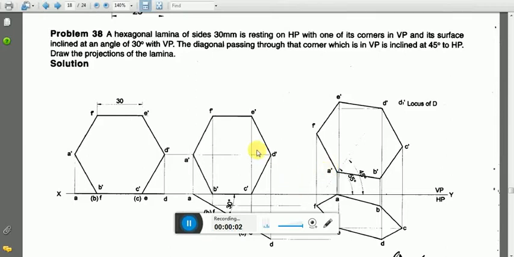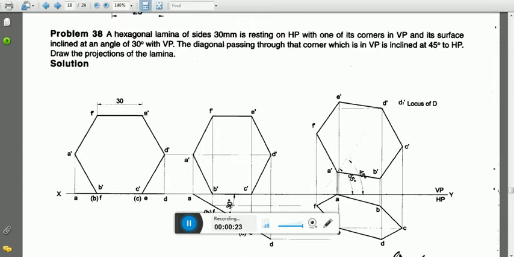A hexagonal lamina of side 30 mm is resting on HP with one of its corners in VP and its surface inclined at an angle of 30 degrees to VP. The diagonal passing through the corner on which it rests is inclined 45 degrees to HP. Draw the projections of the lamina.